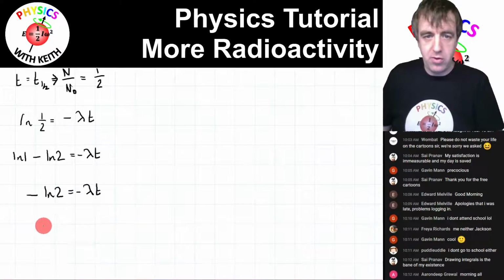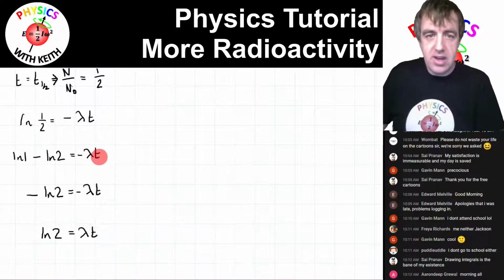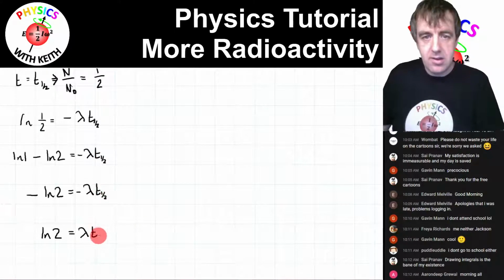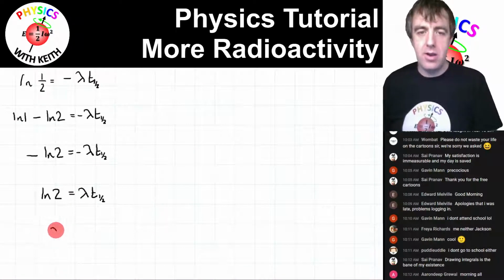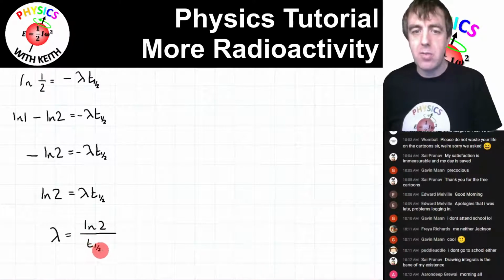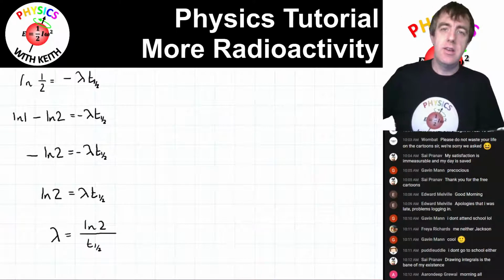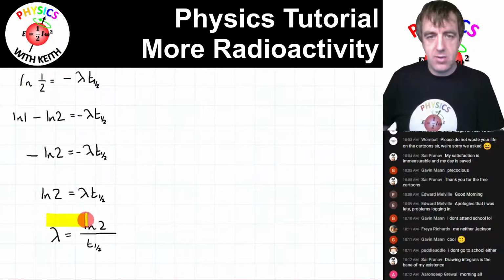And of course, we can multiply through by -1. So we have natural log of 2 equals lambda t. But this is not just any old t. This is the half-life. So I should probably put a subscript half on all of these t's. And so finally, we now know what lambda is. Lambda is the natural log of 2 divided by the half-life. It's actually the probability of decay. So let's just highlight that because that's our second equation.